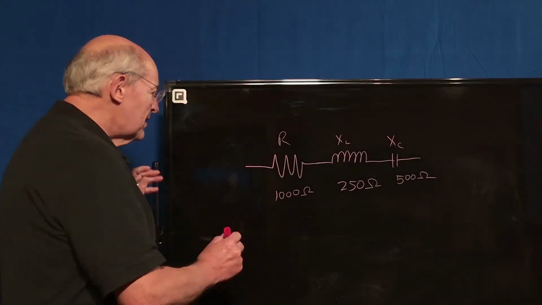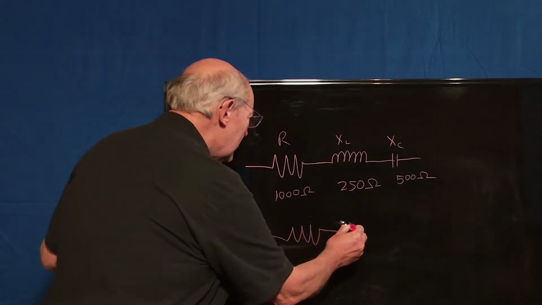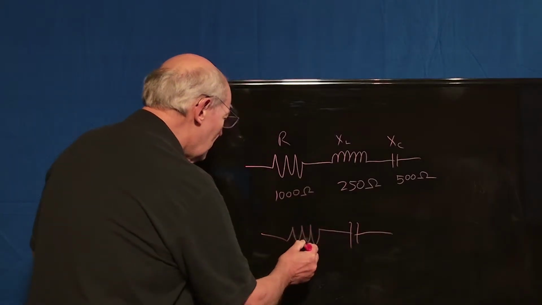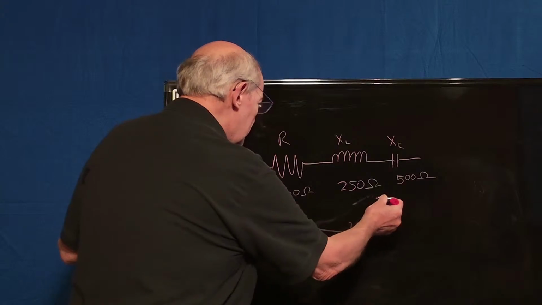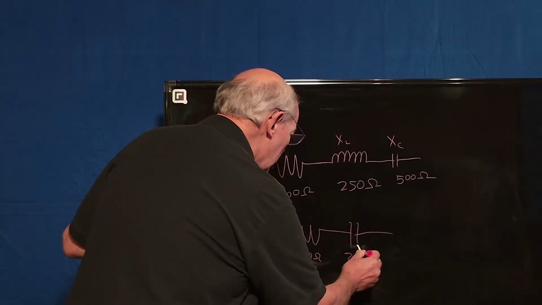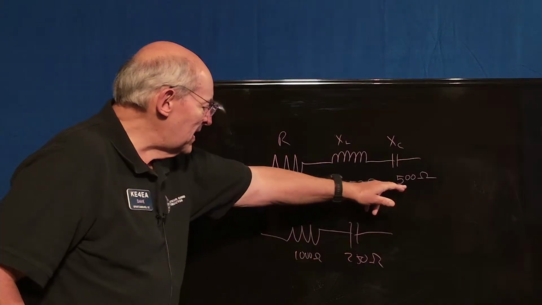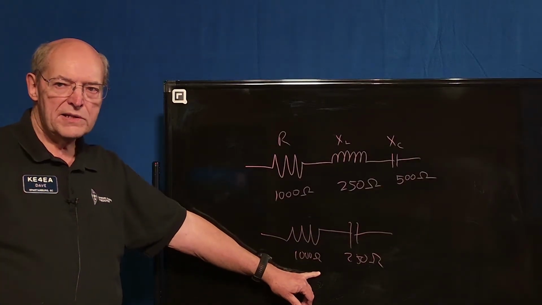So we're going to wind up with an equivalent circuit here of 1,000 ohms and 250. And it's going to be capacitive because capacitive is dominant. So that's the way you simplify one of these.